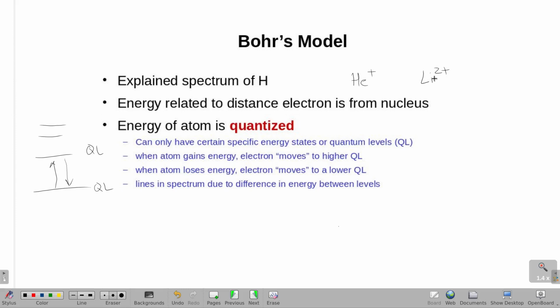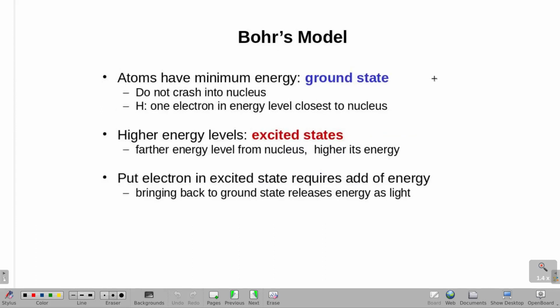Yet, Bohr was able to prove it really well with hydrogen. It used Planck's numbers. It brought in some things that Albert Einstein said, and it just got a lot of people on board with what was going on with the quantum levels and the atom itself. But it creates some new terms.